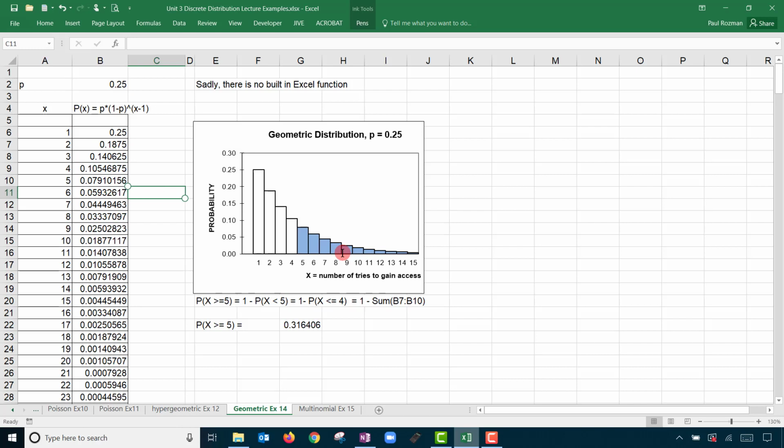And then to build the answer here, I just added together because it doesn't have a cumulative formula. I just built this table and added these values together. I wanted 1 minus 4 or less, so I just calculated the probability of 4, 3, 2, and 1 and added them up. So sadly, that function isn't in Excel, but it's easy enough to make our own.